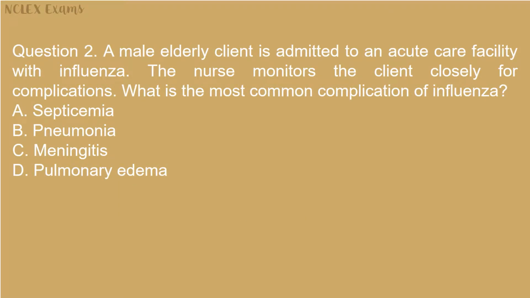Question 2. A male elderly client is admitted to an acute care facility with influenza. The nurse monitors the client closely for complications. What is the most common complication of influenza? A. Septicemia B. Pneumonia C. Meningitis D. Pulmonary edema.